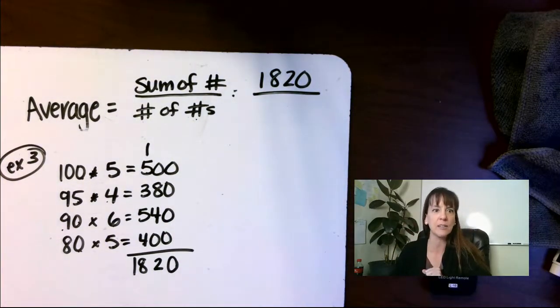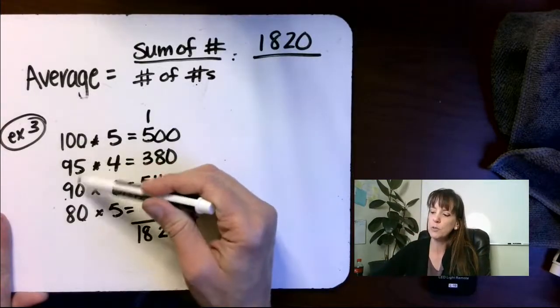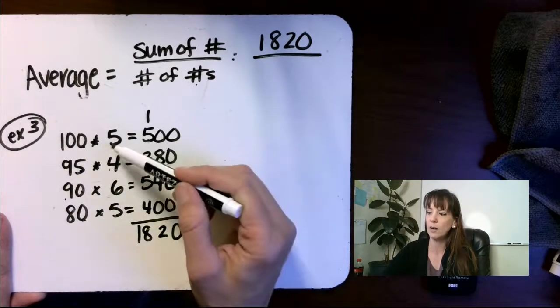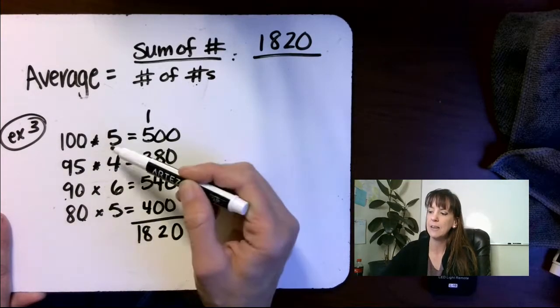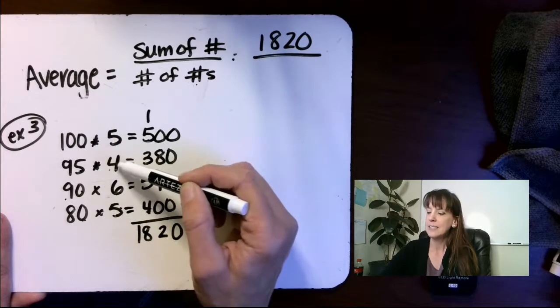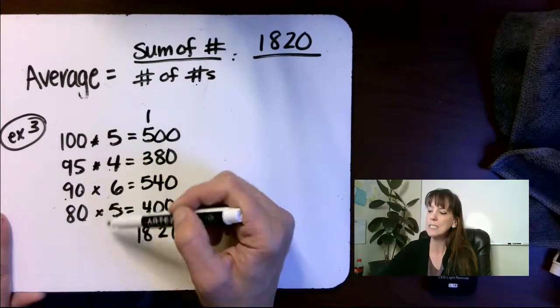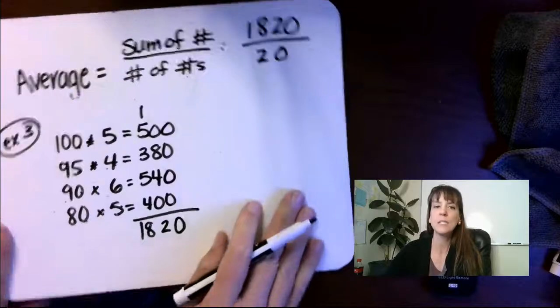And guys, this is where it can get a little tricky. There's not just 1, 2, 3, 4 scores, there are 5, 4, 6, and 5. Well, 5 and 5 is 10, 4 and 6 is 10, so there's 20 kids in this class.